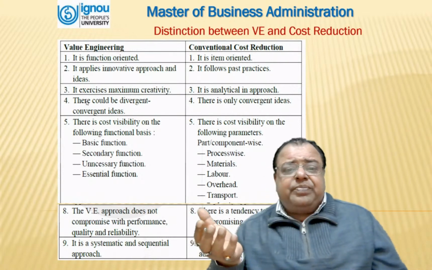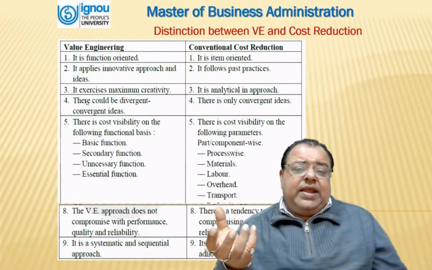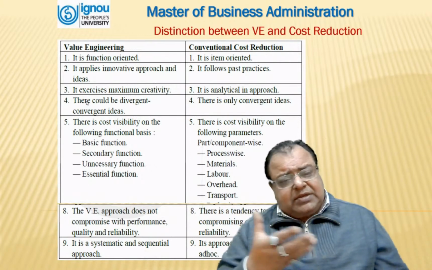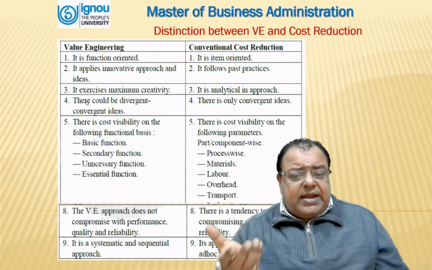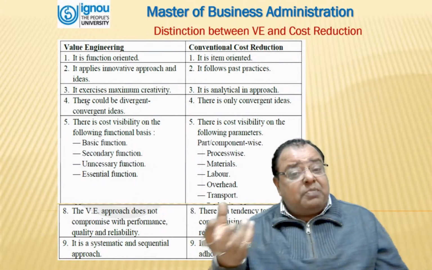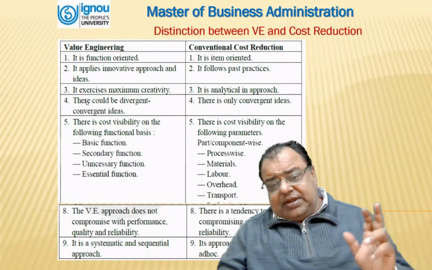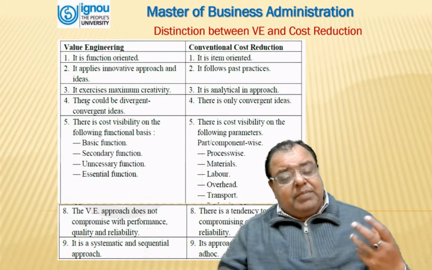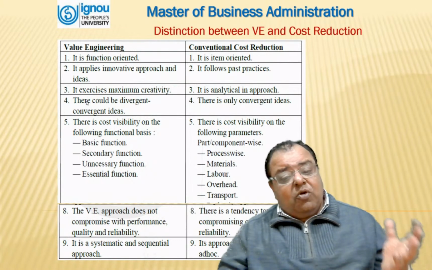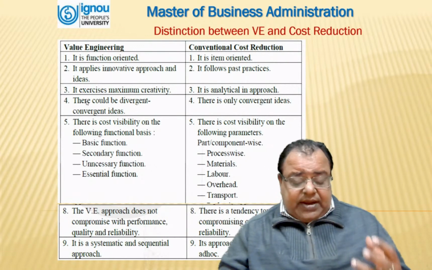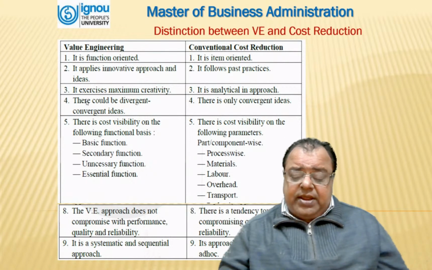On the other hand, conventional cost reduction is an item oriented activity. It follows past practices. It is analytical in approach, and there are only convergent ideas. There is a cost visibility in the following parameters, such as process wise, materials, labor, overhead, transport. There is a tendency towards compromising quality and reliability, and its approach is arbitrary and ad hoc.